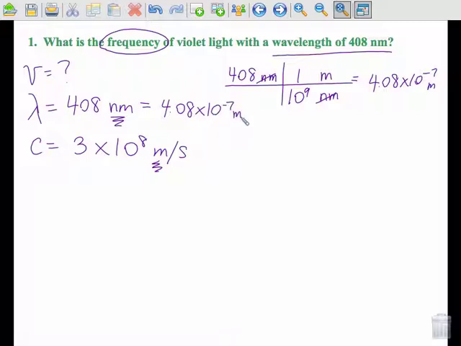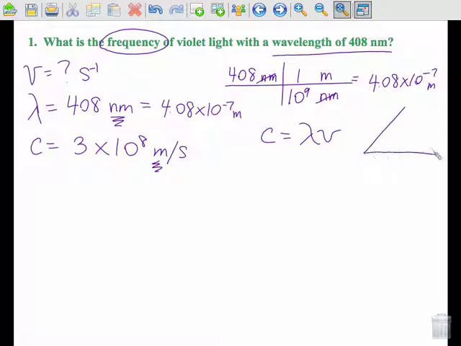Okay, so now all my units check out. Meters match, meters match. This is going to be in second to the negative first, or hertz, whichever one you want to do. Then I'm just going to solve. So there's 2 things you can do. This is the general equation. C equals lambda nu. If you want to just plug your numbers in there and divide or multiply as needed, you can.